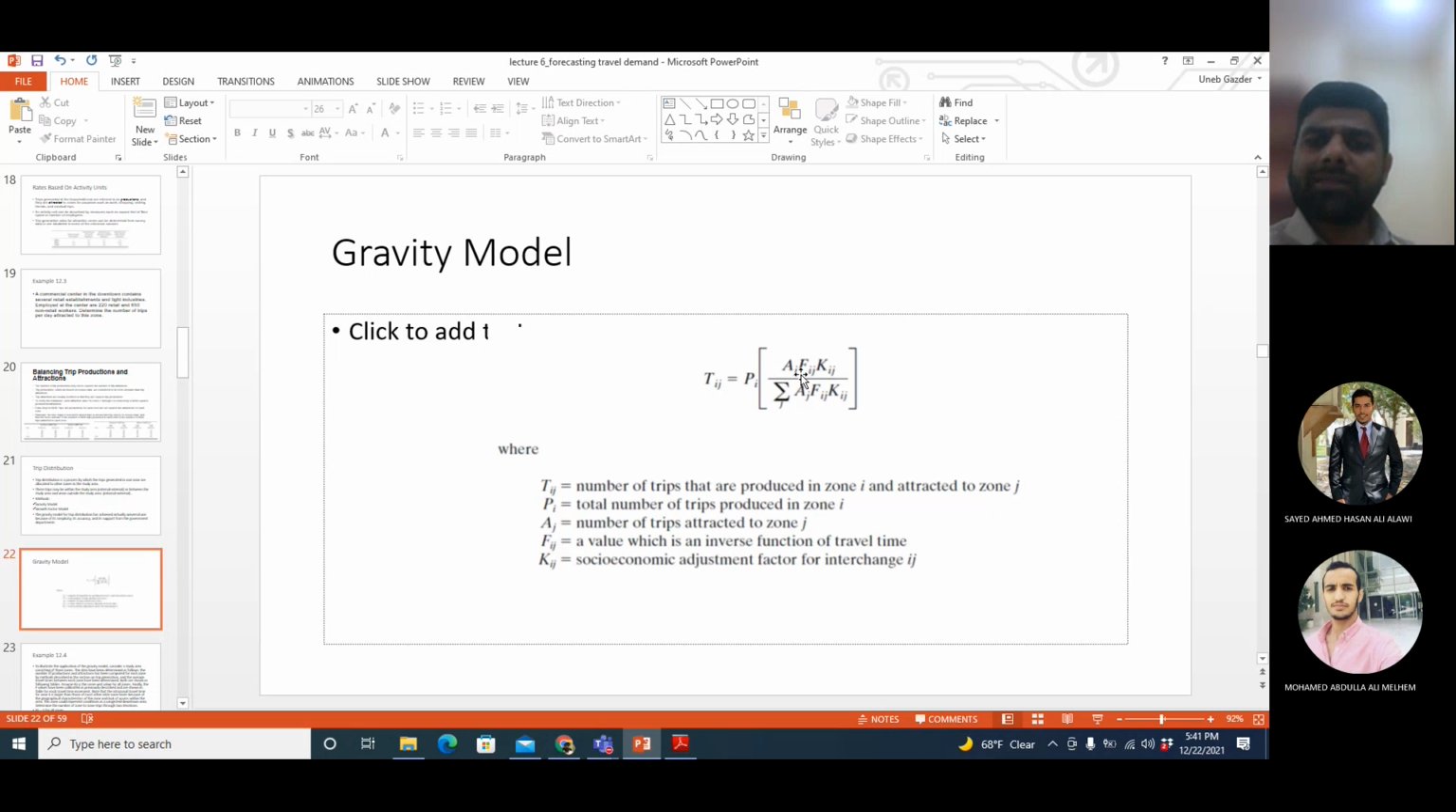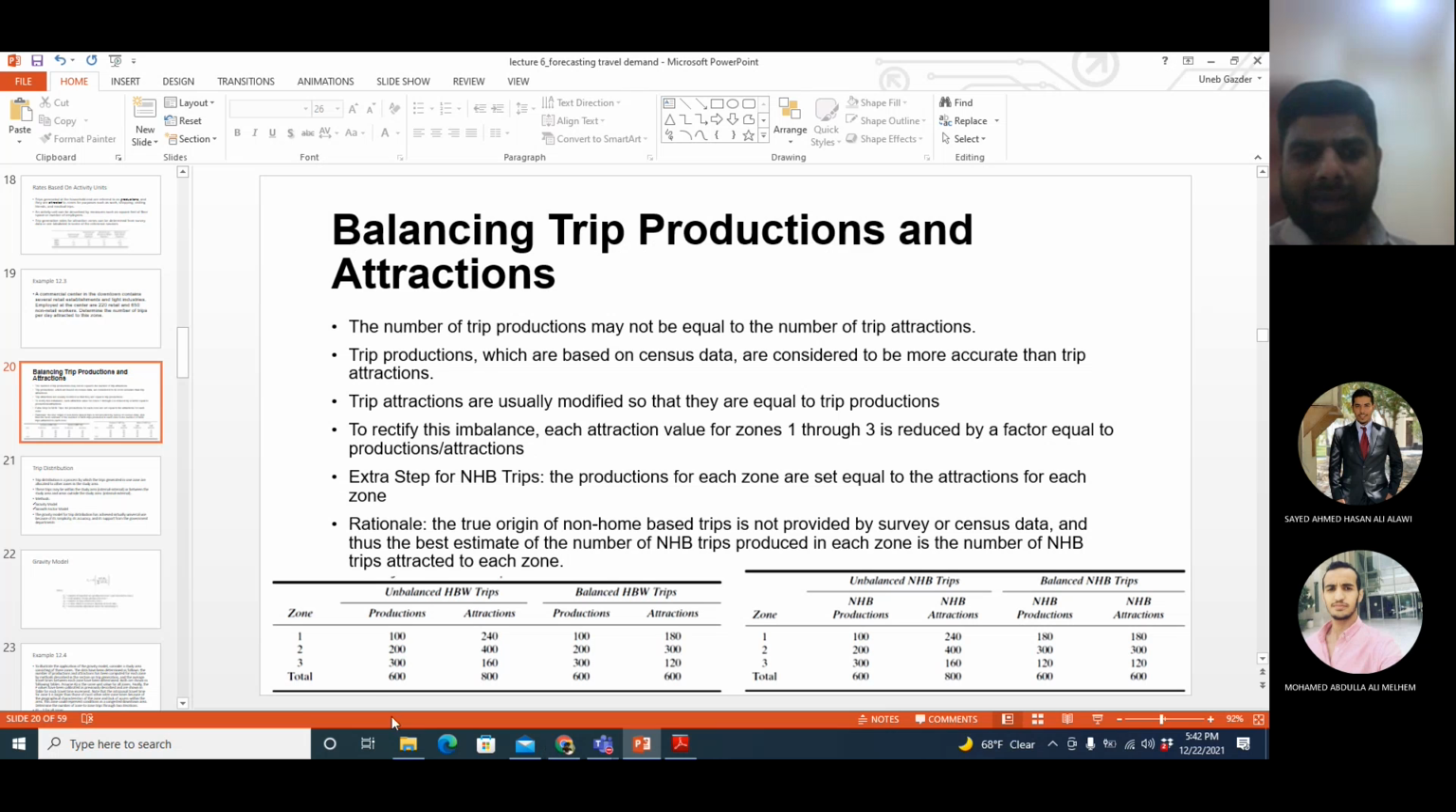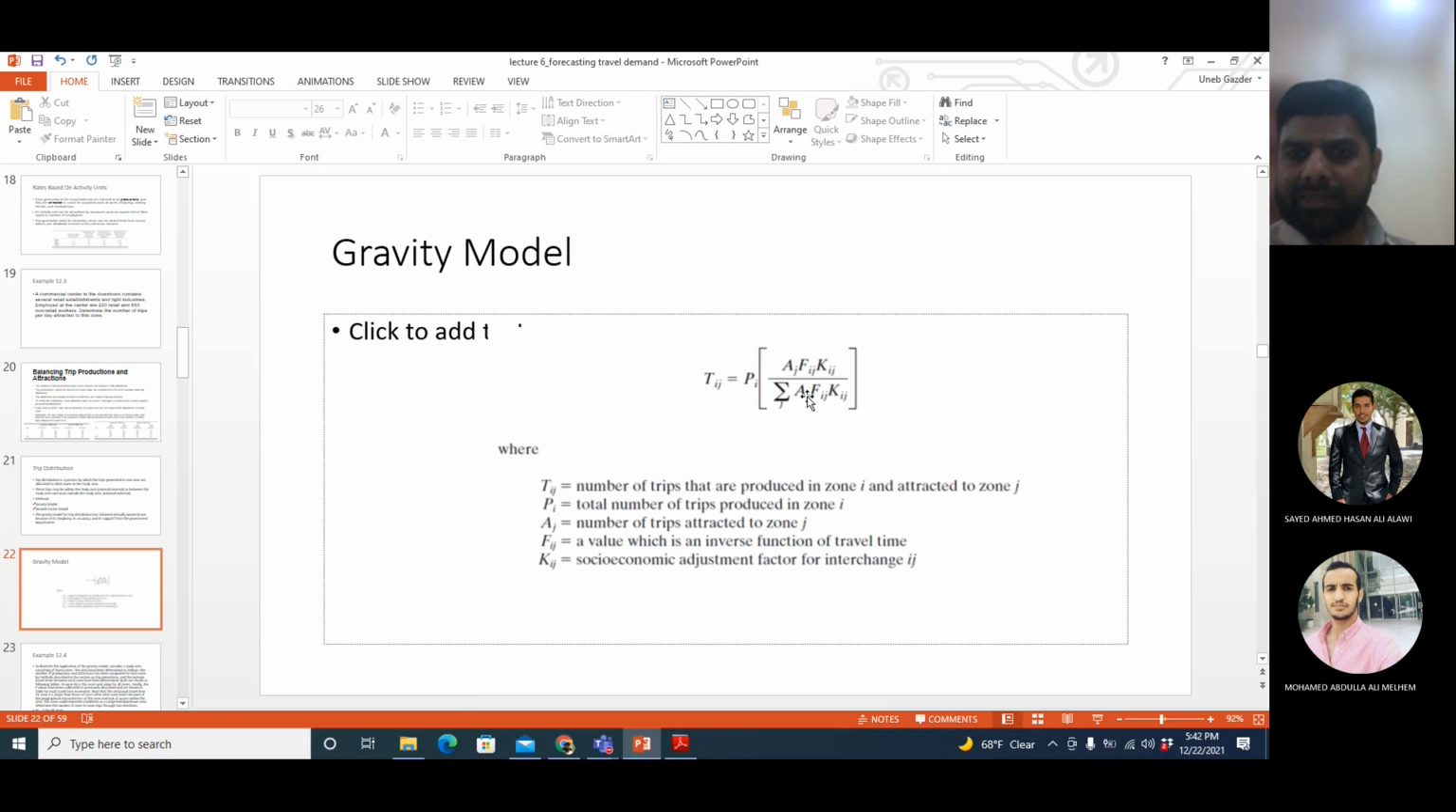Okay, so this is the numerator and the denominator. You take the same term and you add it for all the trip attraction zones. Okay, the term you have only done it for j zone. Now you do it for all the zones. So for example, in the previous case I had 3 zones, so I will add this term for all the 3 zones in the denominator. Okay, so this is how you will get the number of trips between zone i and j.